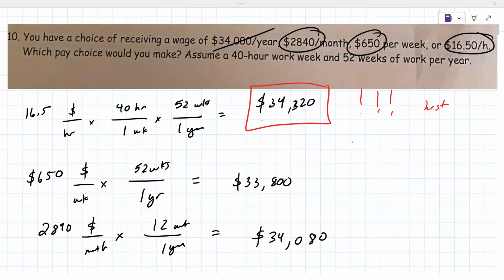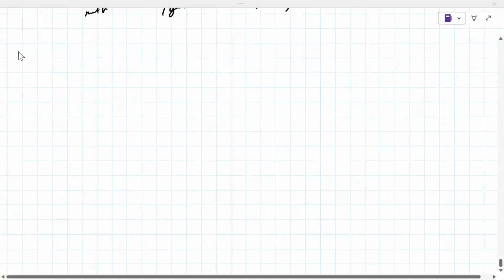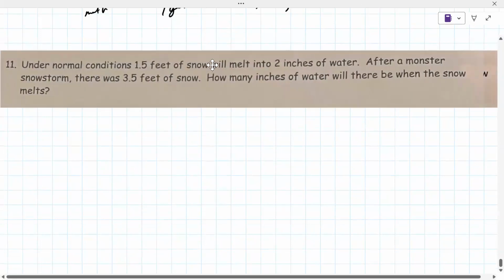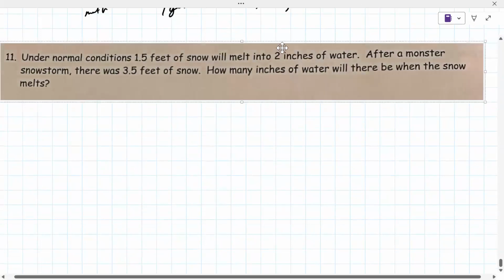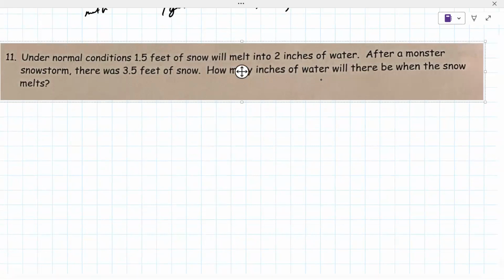All right, number 11, should get a couple more in here before we run out of time. Under normal conditions, 1.5 feet of snow will melt into 2 inches of water. After a monster snowstorm, there was 3.5 feet of snow. How many inches of water will there be when the snow melts?